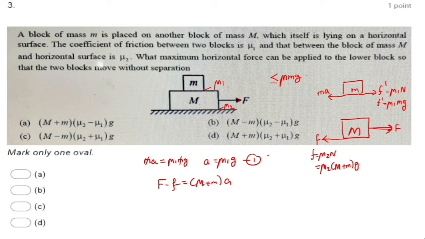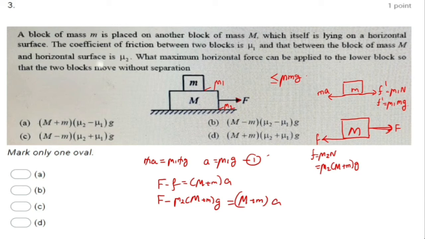That means resultant force is equal to mass into acceleration. Here the two bodies are not sliding, they are moving together with an acceleration A. So we can write like this. So what is the equation we can write? F minus, what does f stand for here? Mu 2 into (M plus m) into g is equal to (M plus m) into A.